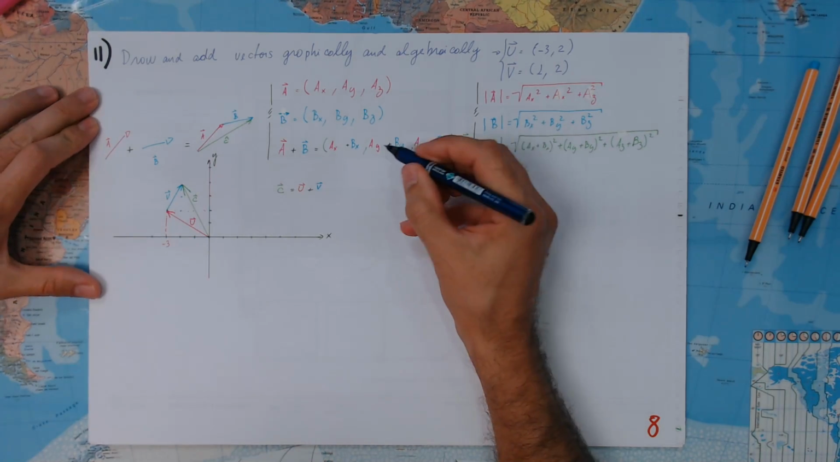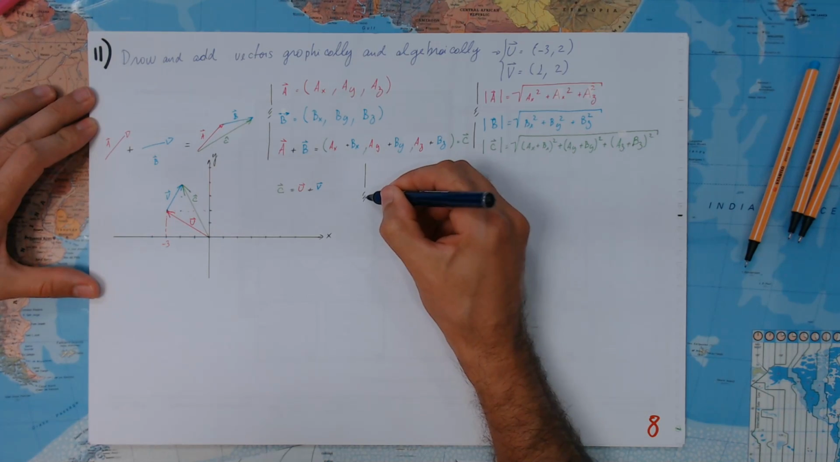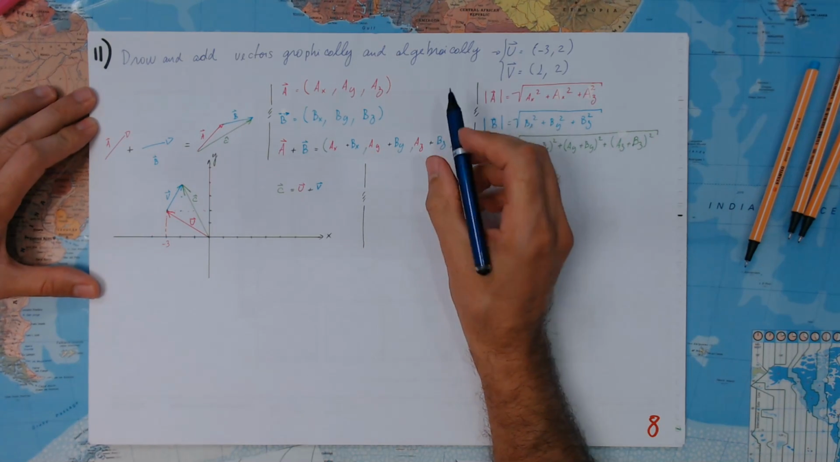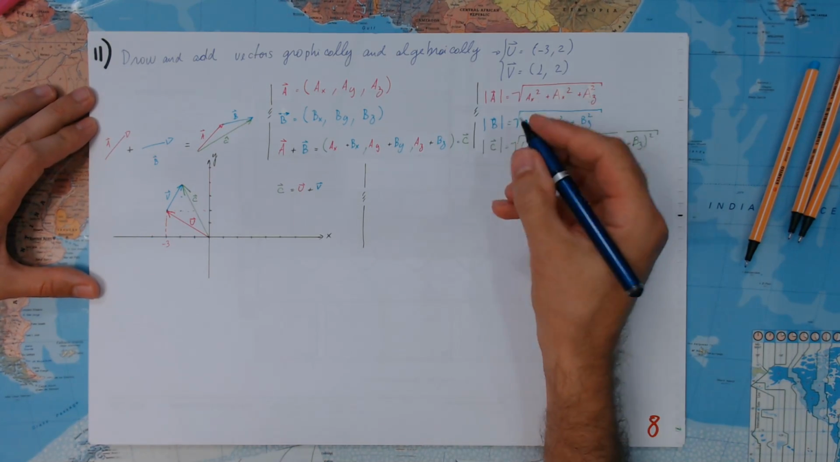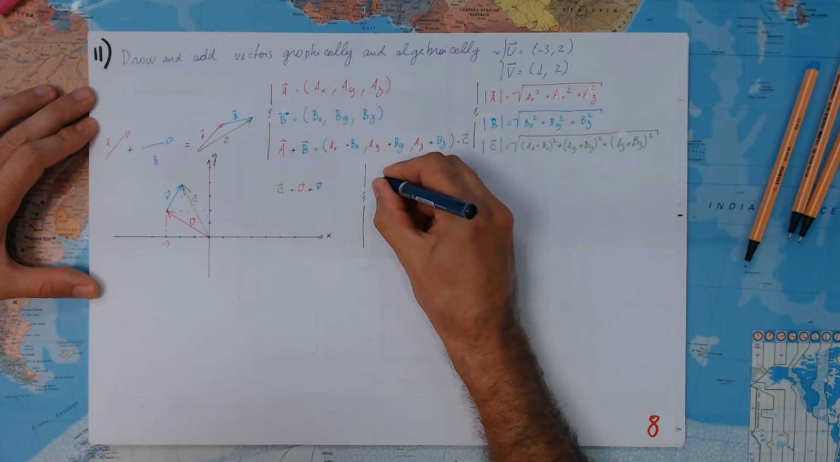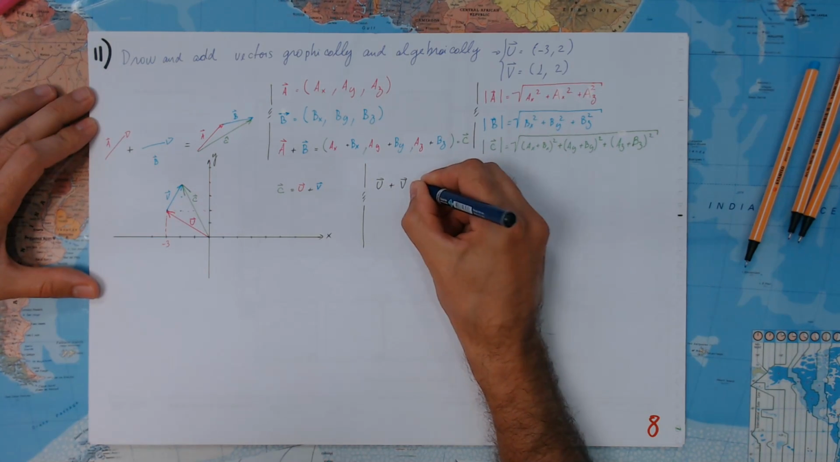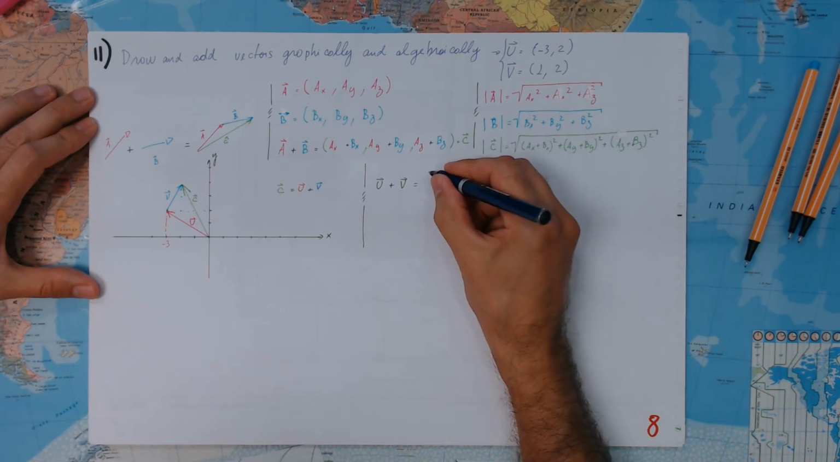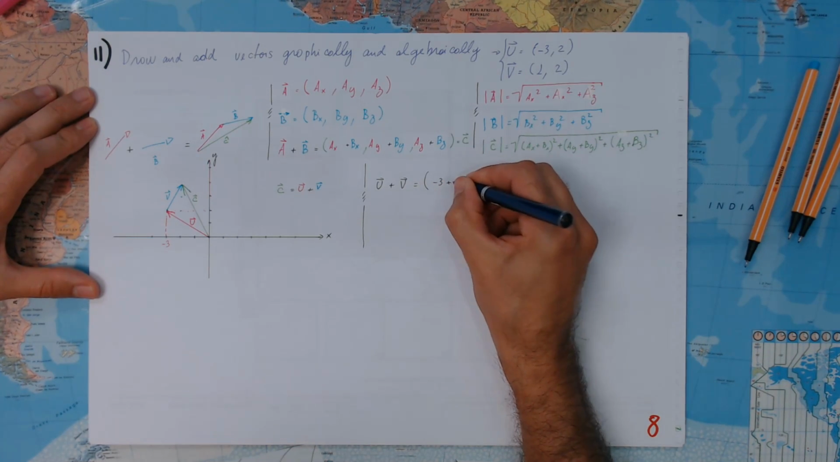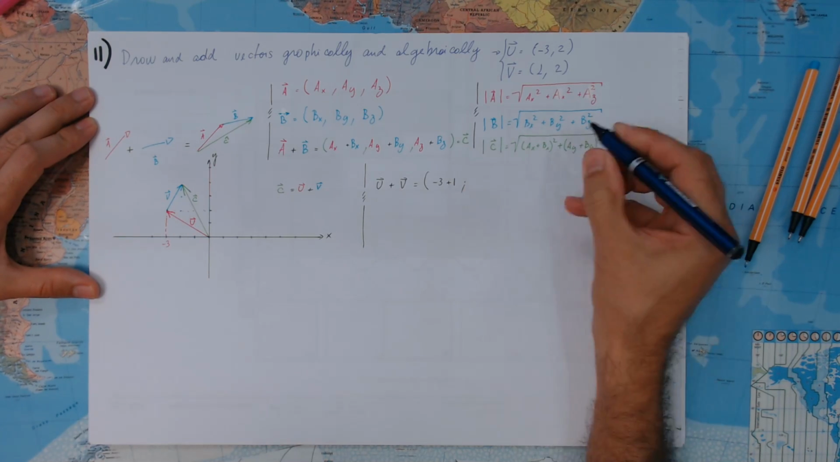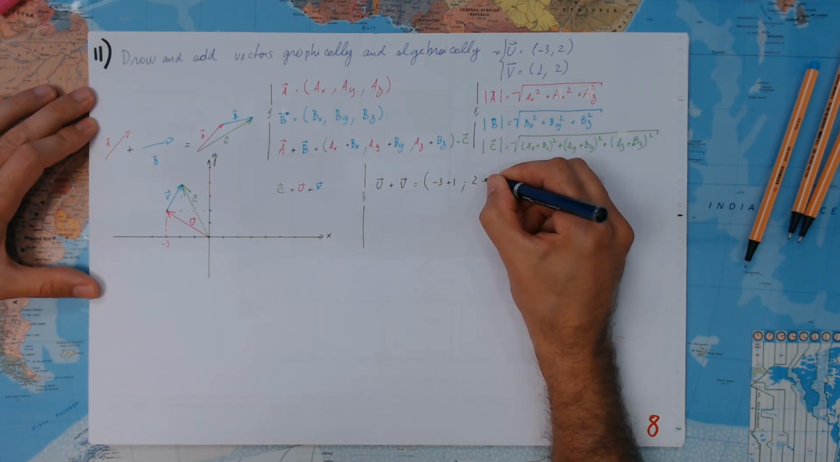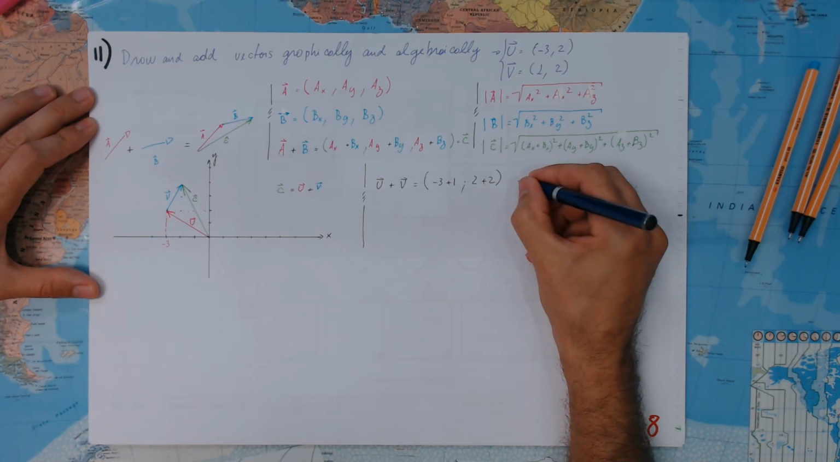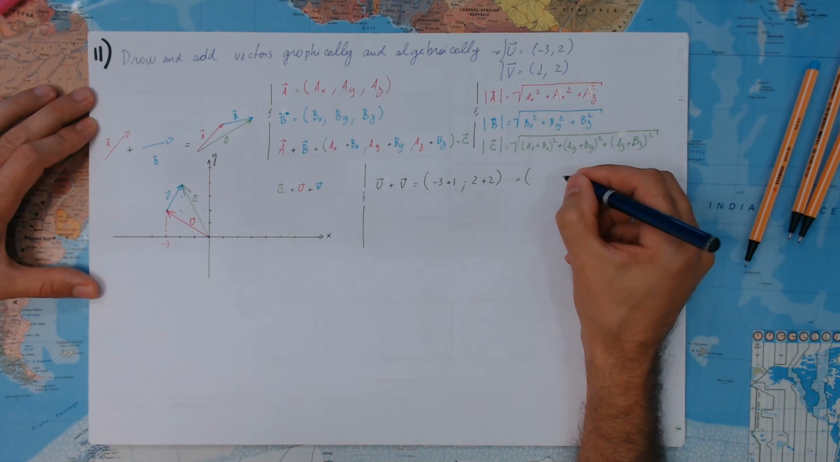And the other part is to add them algebraically. To add them algebraically, it's very easy. It is just u plus v. What is it going to be? Let's add both components. Minus 3 plus 1, and then 2 plus 2. This is going to be what? Minus 2, 4, right?